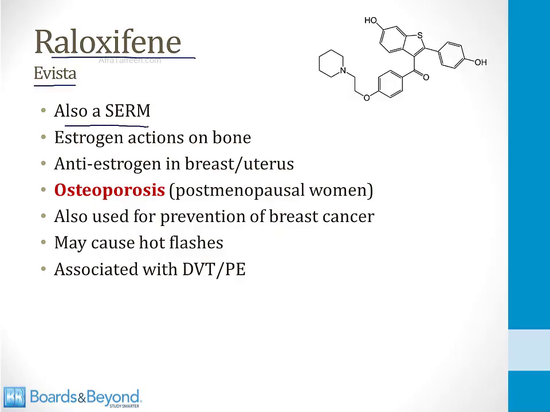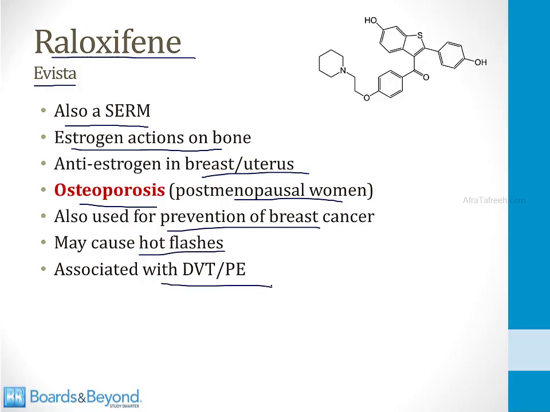Let me mention the drug raloxifene, which is also called Evista. It is also a SERM, however, it is rarely used for breast cancer. It is more often used for osteoporosis. That's because it has estrogen actions on bone. It is anti-estrogen in the breast and uterus. So it's often used in osteoporosis in postmenopausal women because it will promote a rise in bone density. It's also sometimes used for prevention of breast cancer, but not for primary treatment. Just like tamoxifen, it may cause hot flashes, and just like tamoxifen, it's associated with DVT and PE.